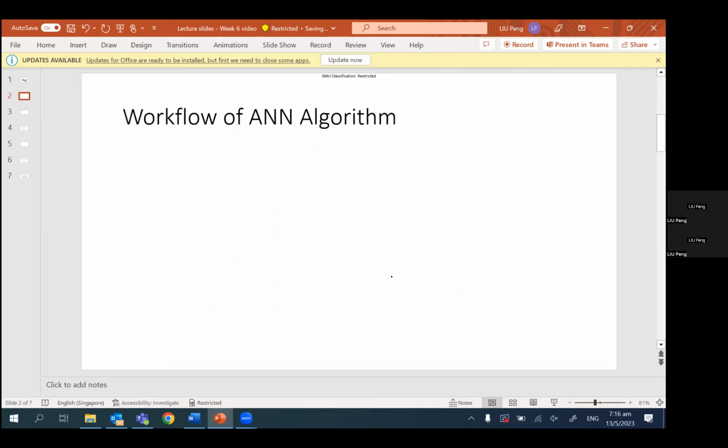So let's look at the workflow of an artificial neural network in terms of the algorithm. Essentially, we are looking at two processes. First, let me just draw the input layer. So this is what we call the input layer, and we have some nodes here, and nodes in the middle, and then we have the output. This is called the hidden layer, because they remain in the middle, they're hidden. And this is called the output layer.